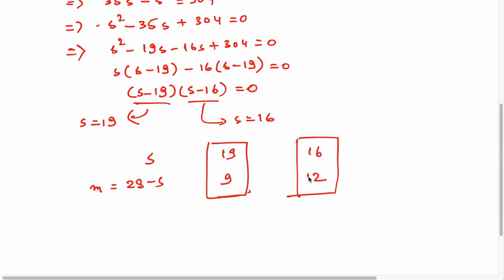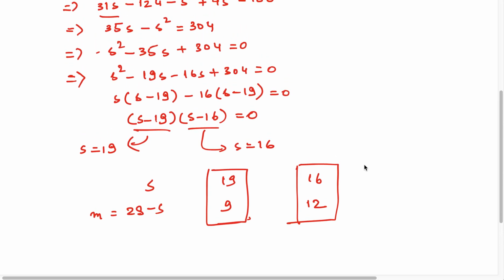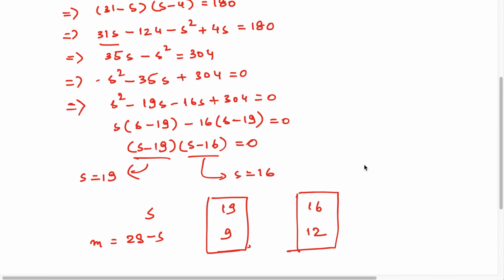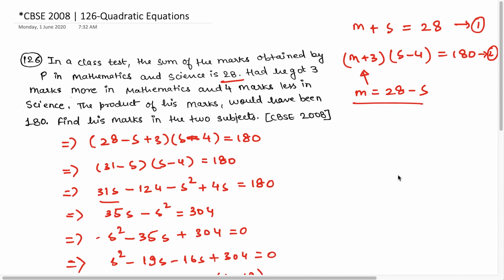You can actually put these two sets of values of S and M in condition 2, which is that the product after adding 3 and subtracting 4 should be equal to 180. That's what I'm leaving for you as homework. Now this is the solution to the question. So the value of S and M is either 19 and 9 or 16 and 12, and this is the solution to the question.